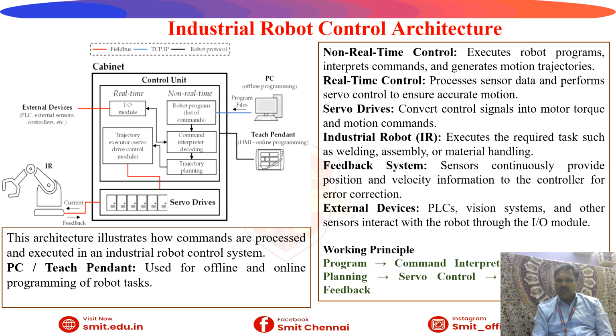Real-time control processes sensor data and performs servo control to ensure accurate motion. Here the sensor is the main purpose of the real-time controller, to get accurate motion. Servo drives convert control signals to motor torque and motion commands. The industrial robot executes required tasks such as welding, assembly, or material handling. I have already given this in the introduction part: the various industrial purpose robots and what they are doing. The feedback system continuously provides position and velocity information to the controller for error correction. External devices: PLC, programmable logic controller unit, vision system, and other sensors interact with the robot through the input output module.